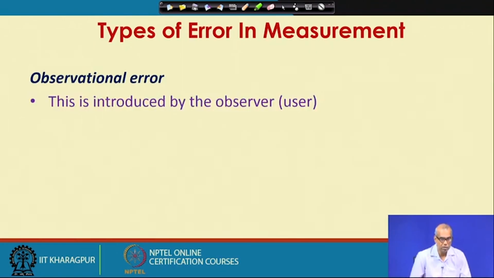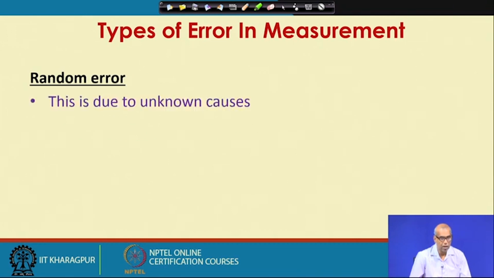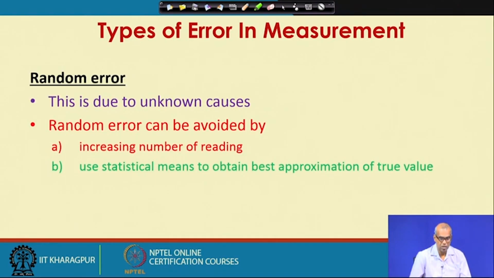Observational error is introduced by the observer or the user or the operator of the instrument. Most common is parallax error and estimation error while reading the scale. Random error is due to unknown causes. Random error can be reduced by increasing the number of readings. So, you take more number of readings and use statistical means to obtain best approximation of true value.